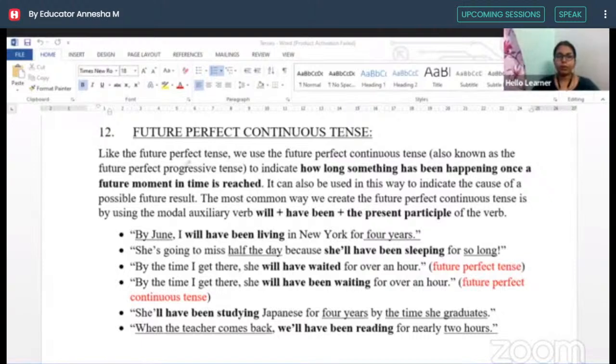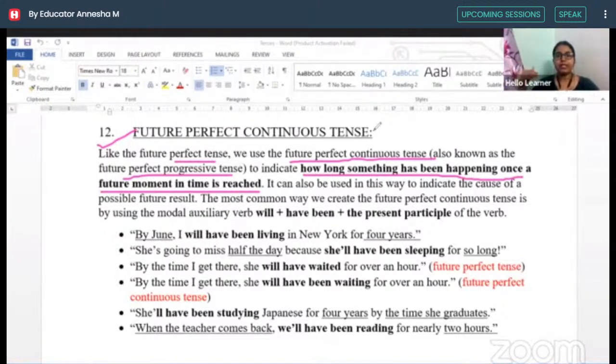So like the future perfect tense, we use the future perfect continuous tense, also known as the future perfect progressive tense, to indicate how long something has been happening once a future moment or time is reached. What is being said?